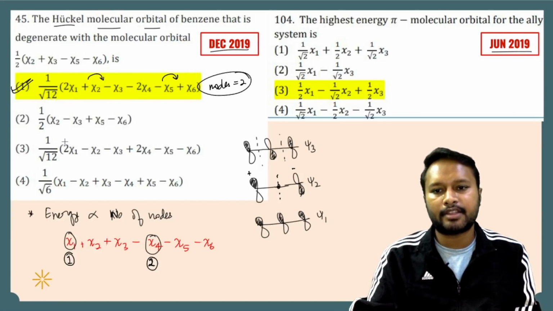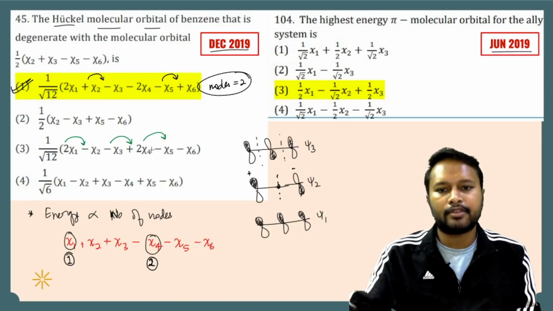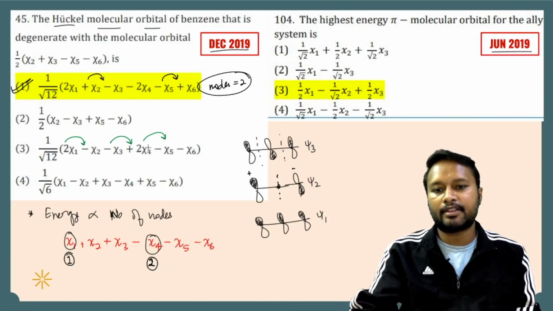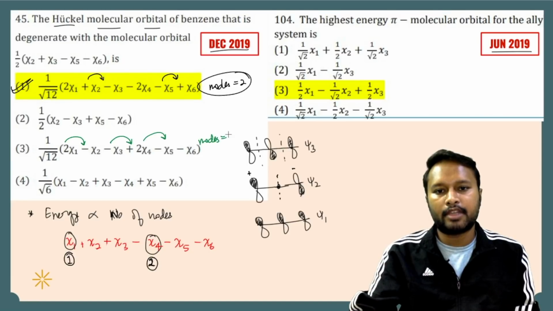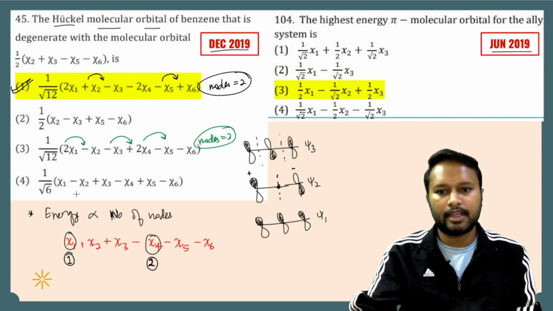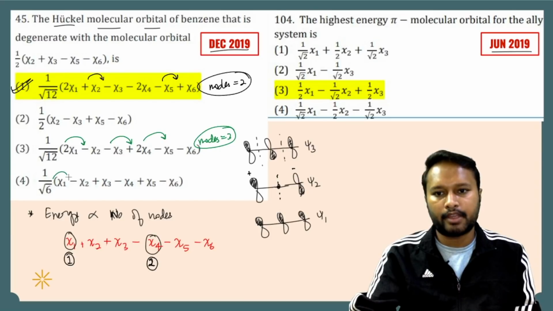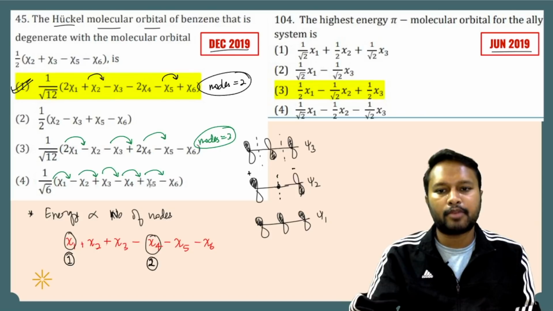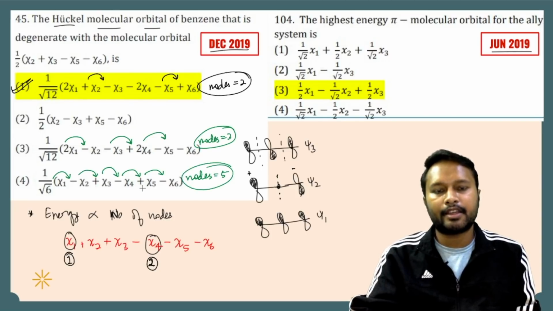How many times has the sign changed? Once here, the second time here, and then from plus to minus again, right? So 3 times we have changed the sign, so I got 3 nodes in this. In the last one, the sign has changed from plus to minus, so one node, from minus to plus again one node, from plus to minus 3 nodes, from minus to plus 4 nodes, and then again from plus to minus. So you got 5 nodes. This is again not the correct answer.